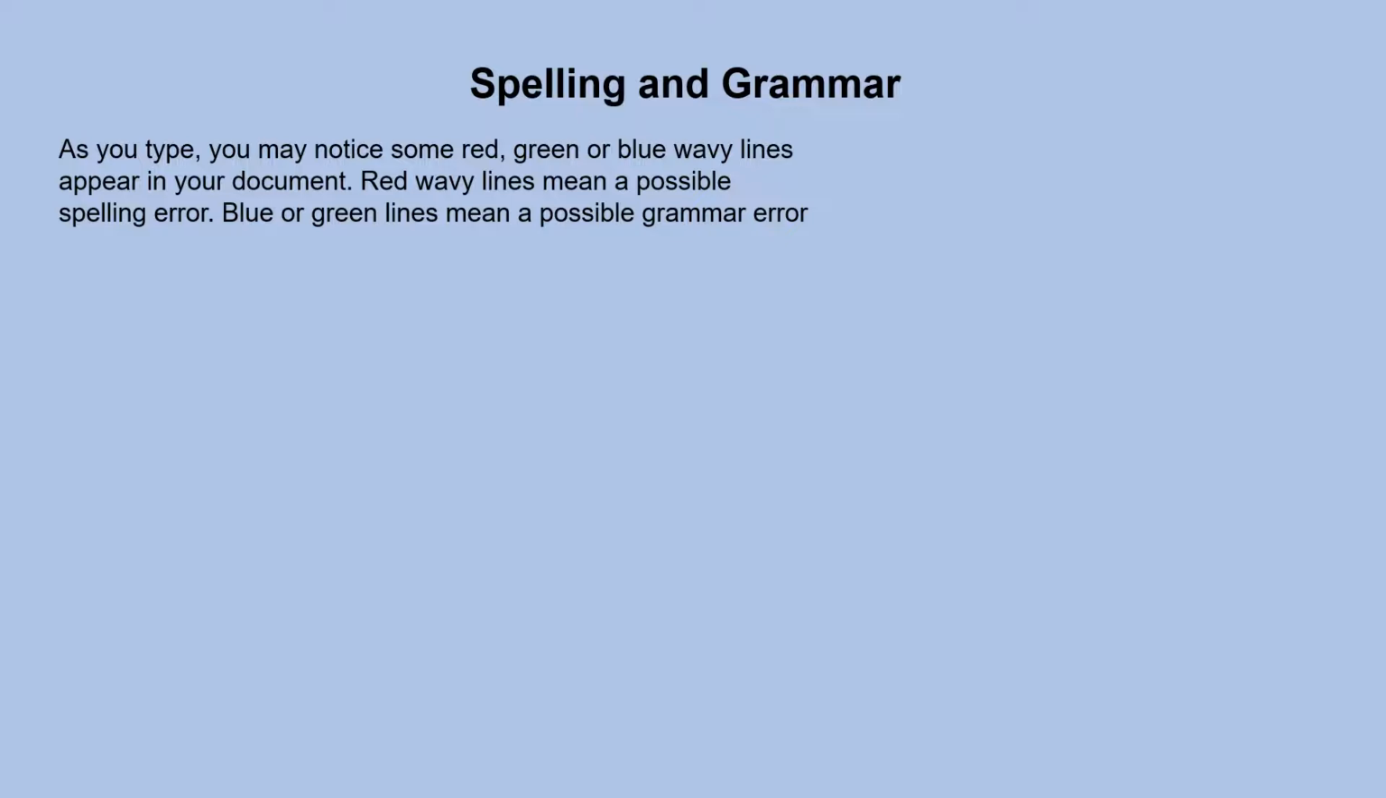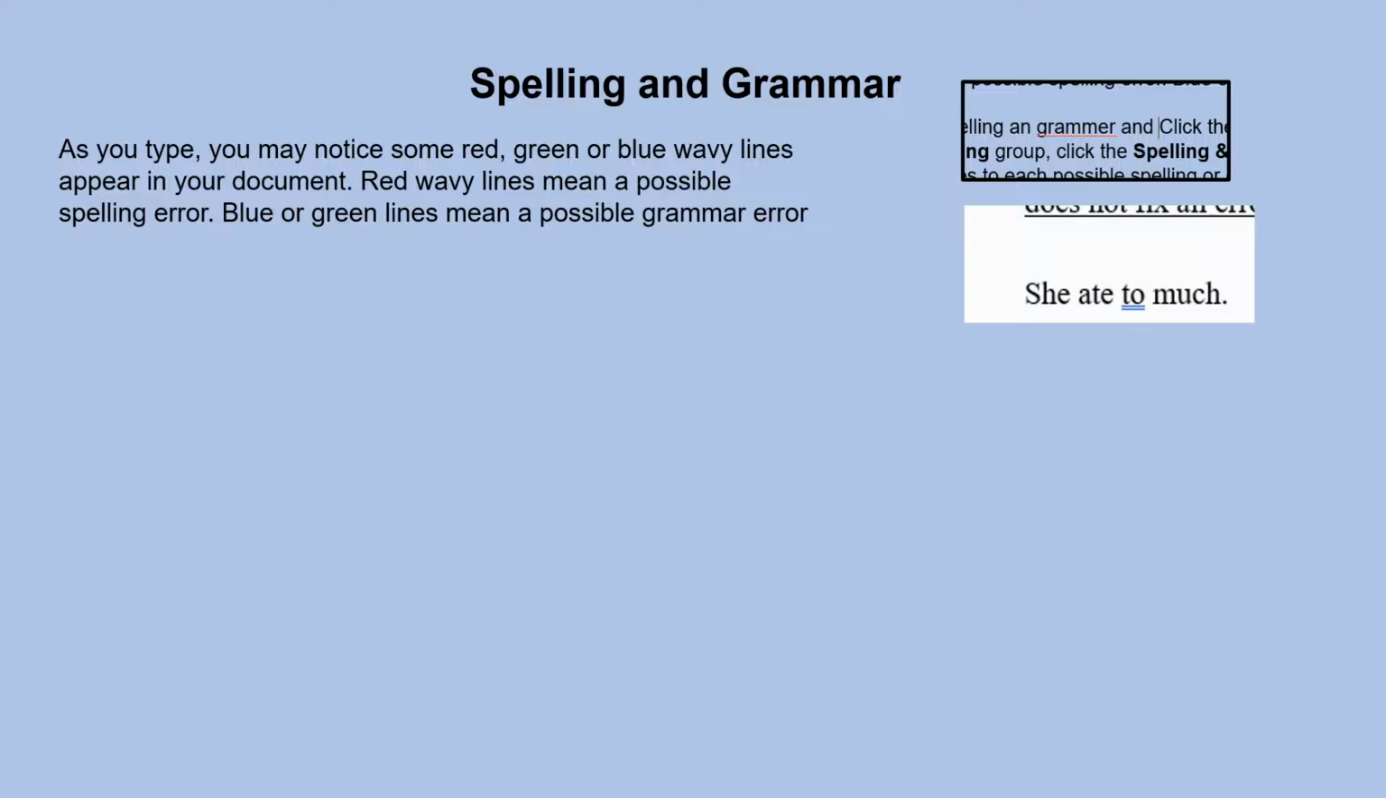As you type in your document, you will most likely notice that red, green, or blue lines will appear under certain words or sentences. The red lines shown here mean there's a possible spelling error, and the blue or green lines mean a grammar error. So as you can see, grammar in this picture is spelled incorrectly, so the red lines have appeared. And below that, there is an incorrect 2 there, so the blue lines have appeared.